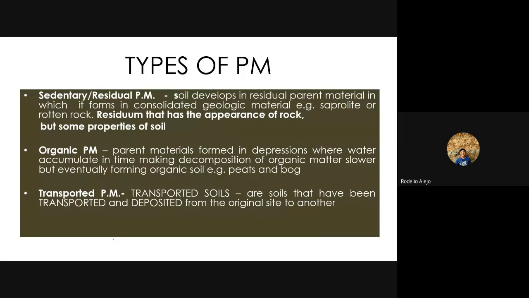So we have three types of parent material. We have the sedentary or the residual parent material. So pag sinabi natin sedentary or residual parent material, kung saan yung rocks, yung placement ng rock, doon na siya nag-weather. Okay? Yung residue ng rocks na yon, doon siya nagmula yung soil natin. So that's sedentary parent material.